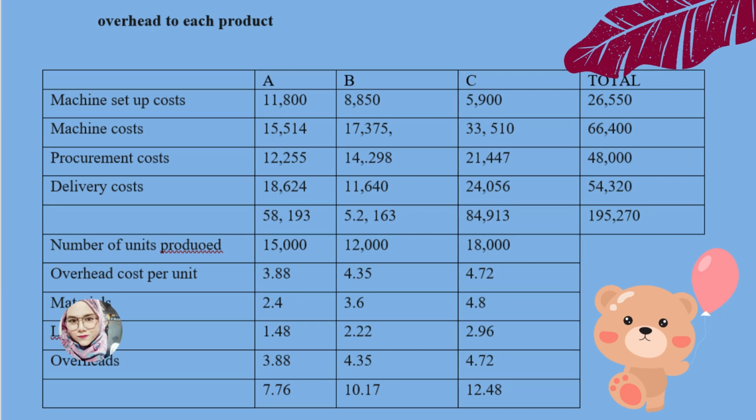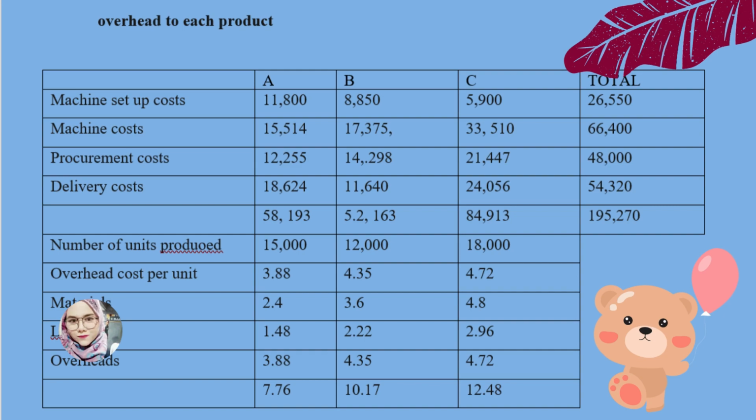So the total we got 54,320. So the number of units produced for product A 50,000, for product B 12,000, for product C, we got 80,000. The overhead cost per unit for product A, 3.88, for product B, 4.35, for product C, 4.72.